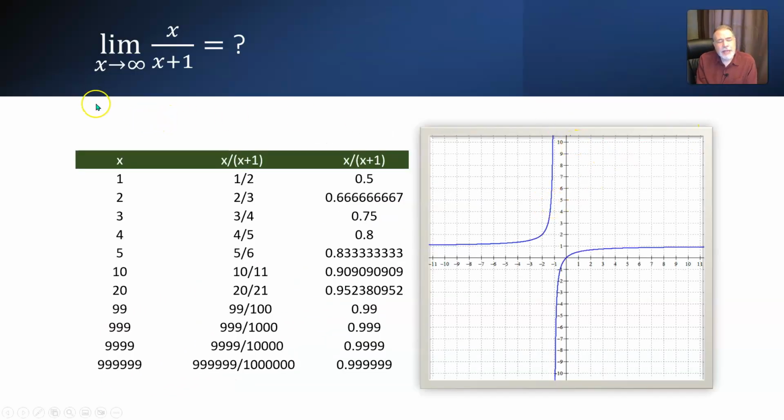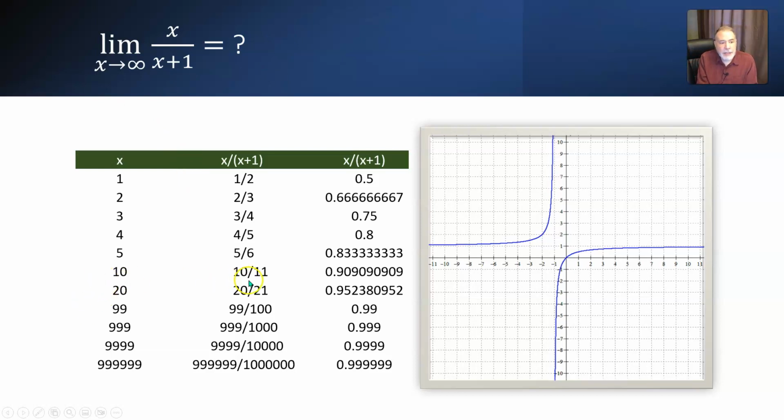What about the limit as x approaches infinity of x over x plus 1? That is, what happens when you take a really, really big number and then divide that by the number that's one bigger.